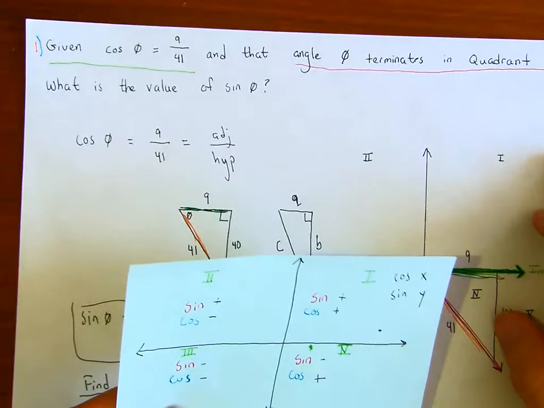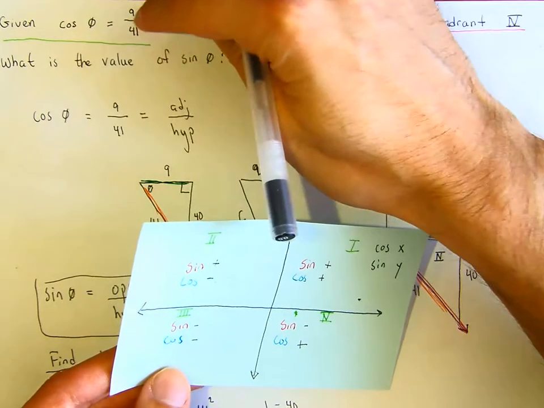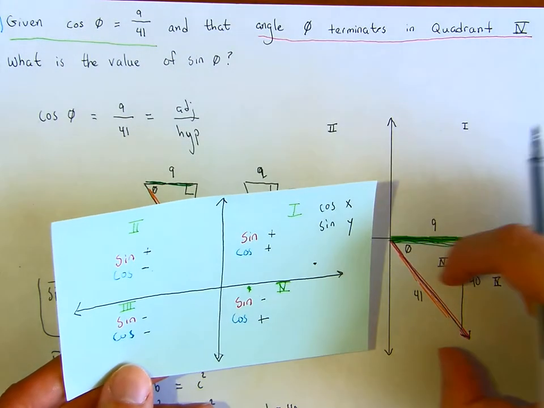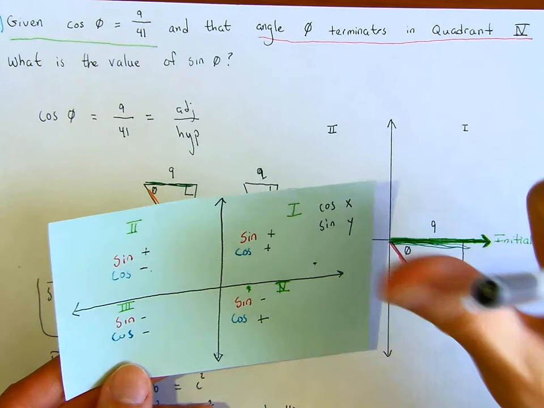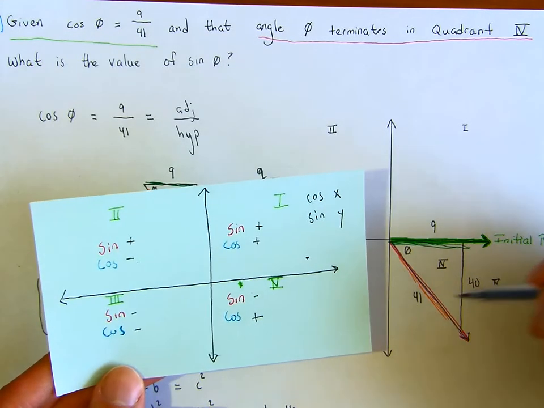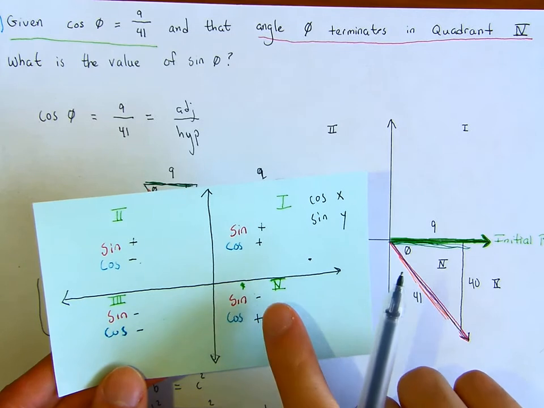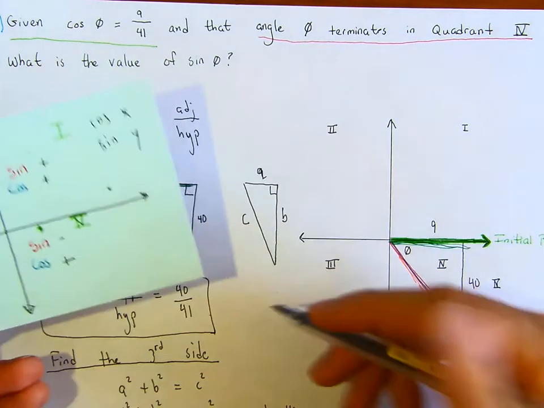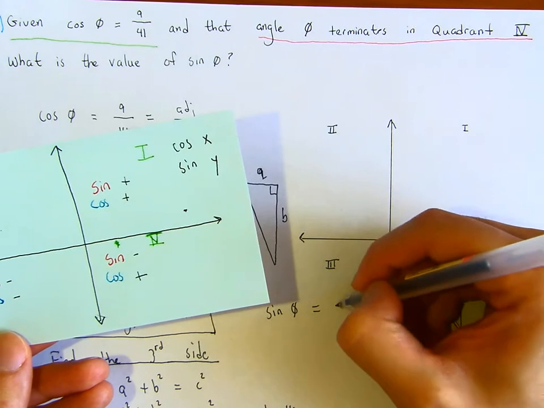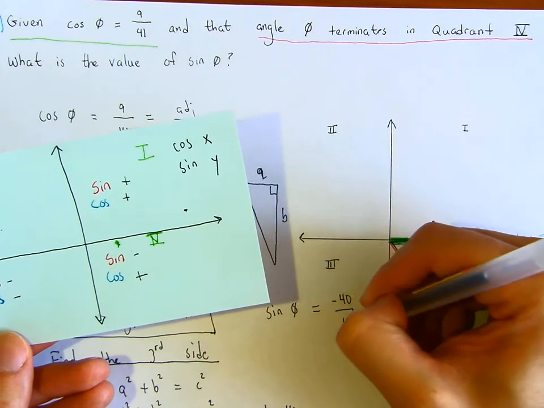So notice over here, you see how when it said cosine of theta is 9 over 41, is cosine positive in quadrant 4? Yes. But what about sine? Is sine positive or negative in quadrant 4? Sine is negative in quadrant 4. So the full answer, sine of theta, is equal to negative 40 over 41.